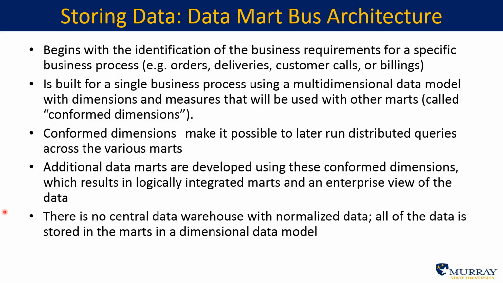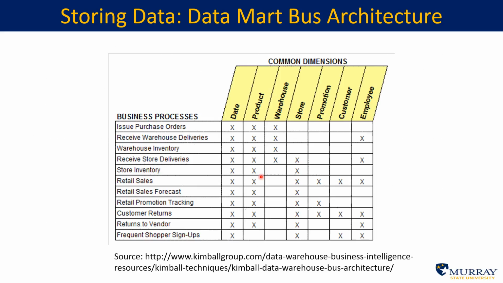Now, under this approach, there is no central data warehouse with normalized data. All data is stored in individual data marts. However, because those dimensions are common, there is a degree of standardization, and one can write queries that rapidly search across all those different dimensions. Okay. Now, I know those ideas may be a bit too high level, but I think this diagram kind of explains it all.